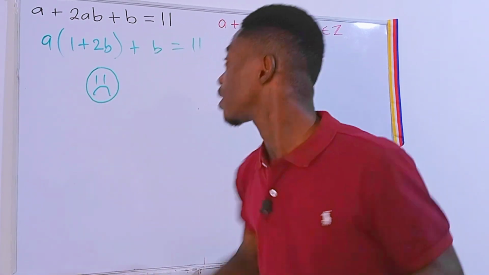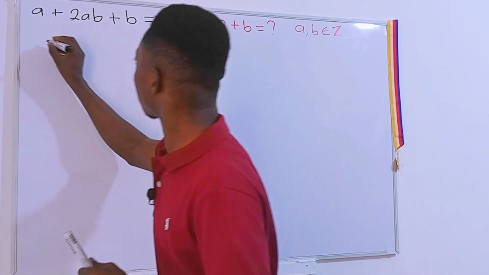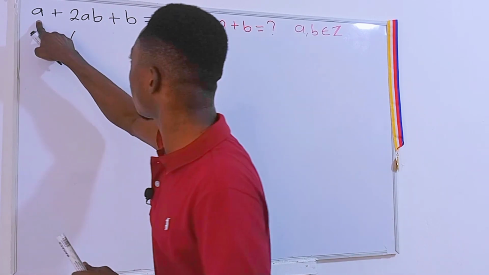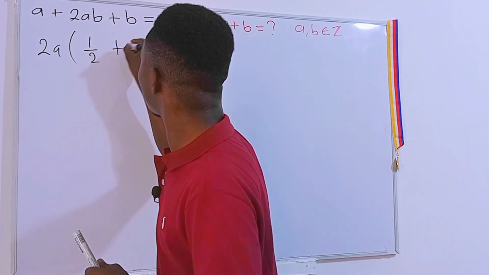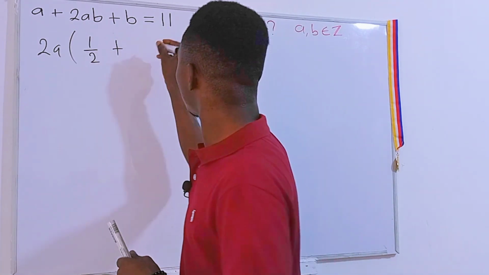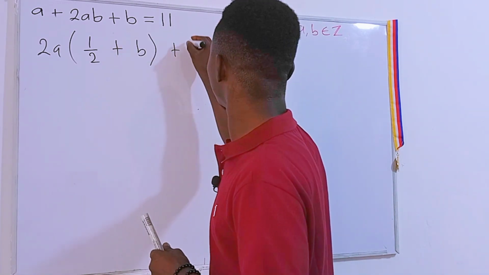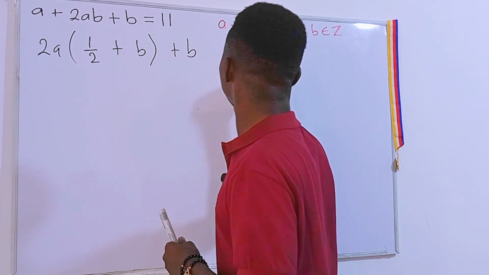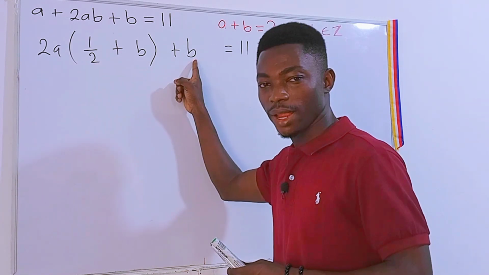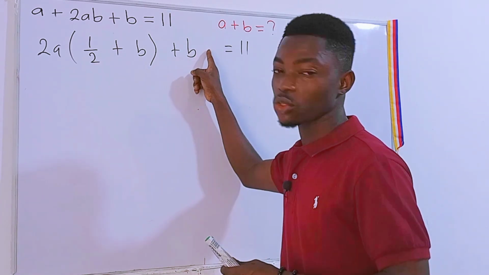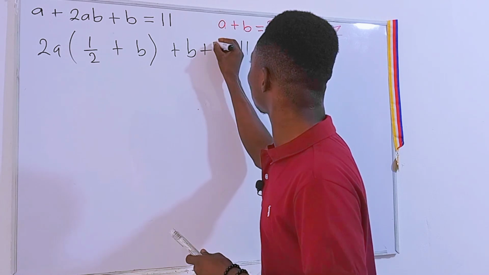Let's do this instead. Let's go ahead and factor out 2a. So 2a out, then here a divided by 2a will be left with just 1/2. Then plus 2ab divided by 2a will be left with just b, then plus this b right here. And this is equal to 11. Now we have 1/2 plus b, and then we have b right here. Why don't we add 1/2 to this one so that we can factor out 1/2 plus b? Of course, that would be the best thing to do, right?